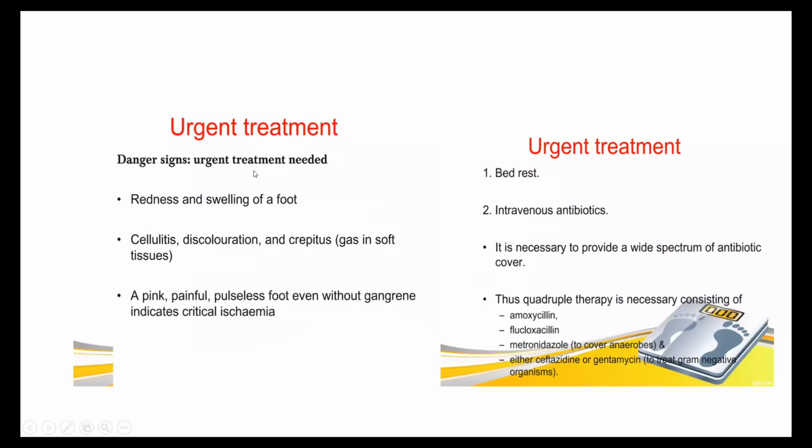Urgent treatment in ischemic ulcer: if there are danger signs, redness or swelling of the foot, cellulitis or discoloration or crepitus, gas in the soft tissue, and a pink painful pulseless foot without gangrene, even that indicates critical ischemia. Urgent treatment includes bed rest and IV antibiotics. It is necessary to cover a wide spectrum of antibiotics. Parenteral therapy consists of amoxicillin, flucloxacillin, metronidazole, and either ceftazidime or gentamicin to cover gram negative organisms.